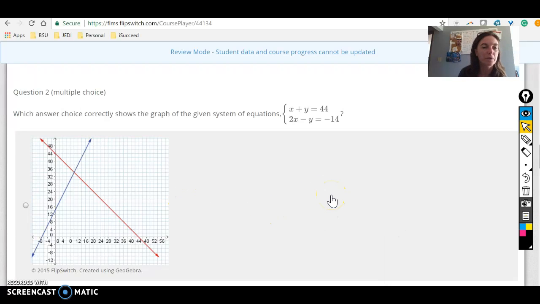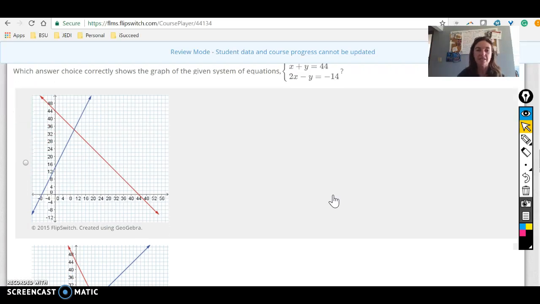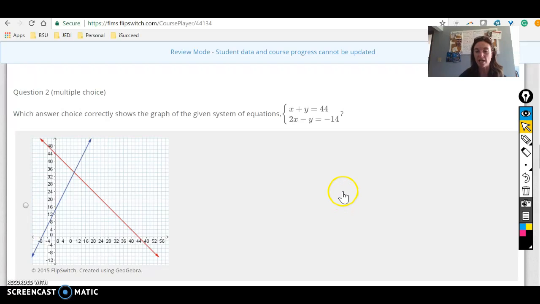So what we need to look at is these different graphs and figure out which ones match what we just came up with, which was y equal -x plus 44 and y equal 2x plus 14. So essentially I've got lines going in different directions because I've got a positive and a negative slope, and I've got b values. I'm crossing the y-axis at 14 and 44.